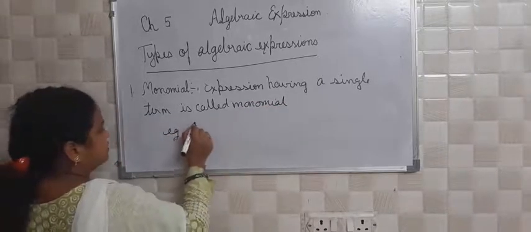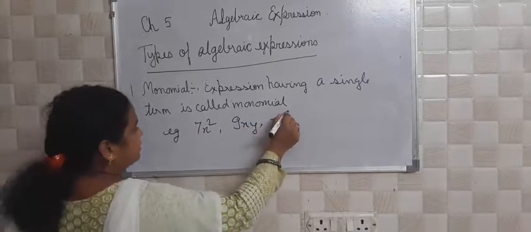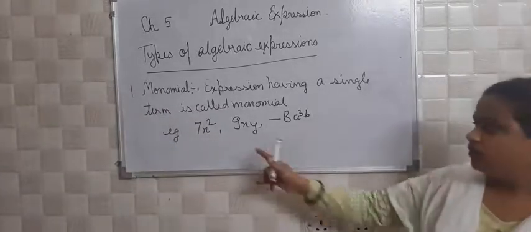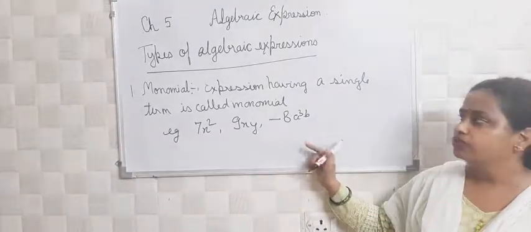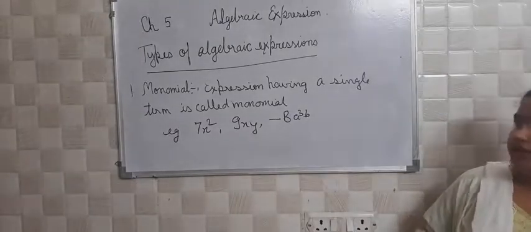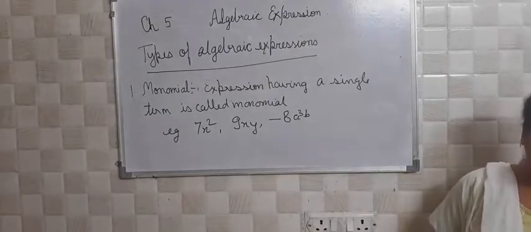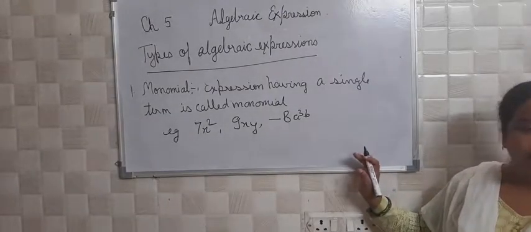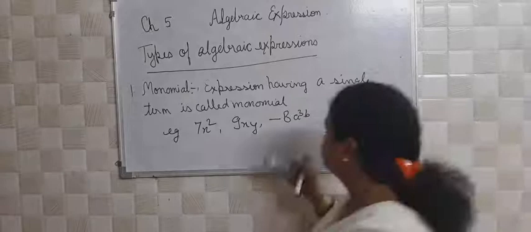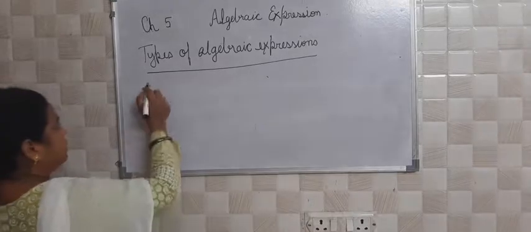Example: 7x square, 9xy, minus 8a cube b. So what we have seen, all are having single terms. So it is monomial because mono means one and an expression which is having a single term is called monomial. Now, is it clear? Now next comes binomial. Bi means two.